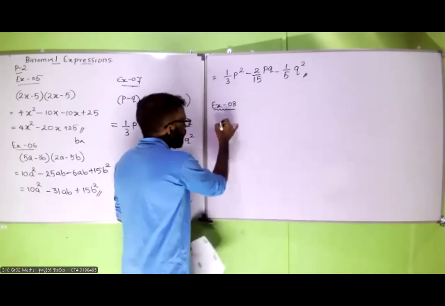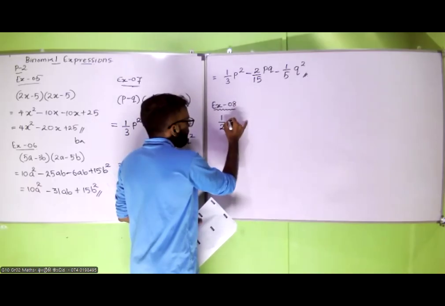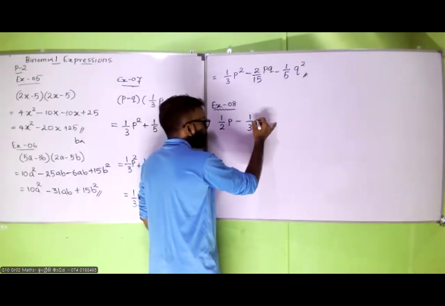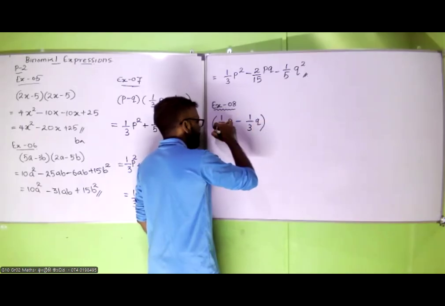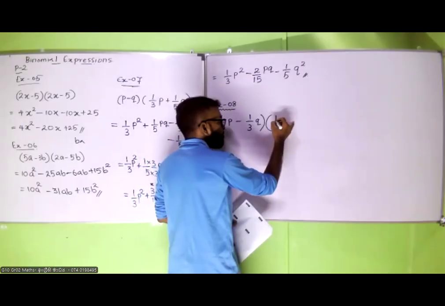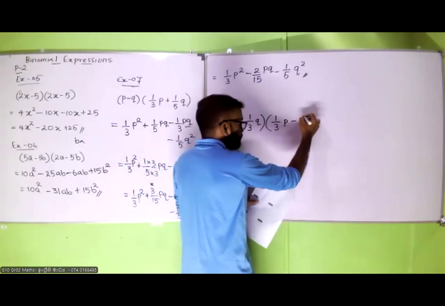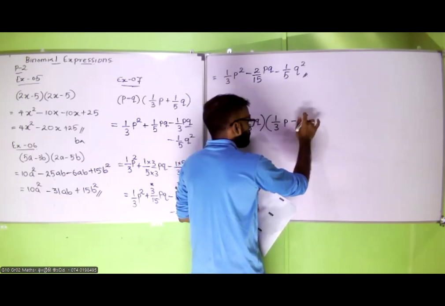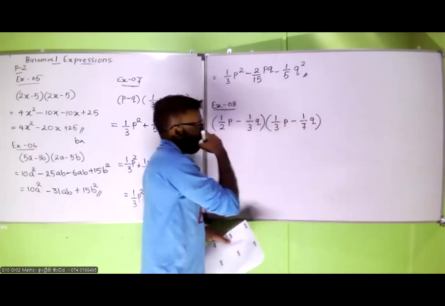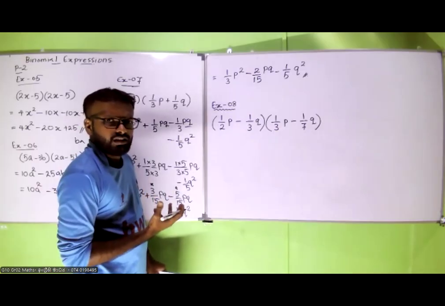Now, both the fractions. Open bracket 1 upon 2 P minus 1 upon 3 Q close bracket, open bracket 1 upon 3 P minus 1 upon 7 Q, right? Now this is something like what we have done earlier.